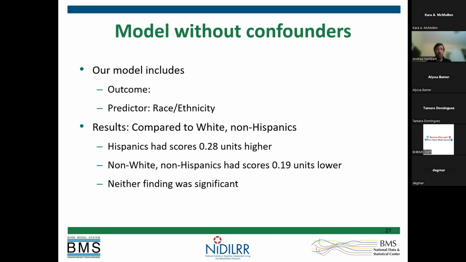In our model without confounders, the outcome is body image and the predictor is race and ethnicity. The results, compared to white non-Hispanics: we found that Hispanics had body image scores 0.28 units higher, so essentially better body image by 0.28 units. And non-white non-Hispanics tended to have lower impressions of their body image, 0.19 units lower. However, neither finding was significant. But descriptively, we saw these trends: Hispanics tended to have better body image compared to white non-Hispanics, but non-white non-Hispanics tend to have a lower body image compared to white non-Hispanics.